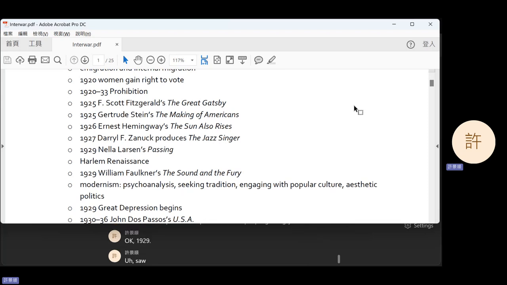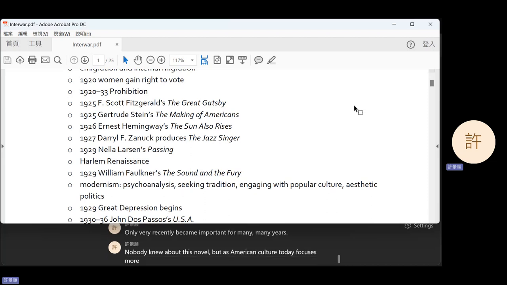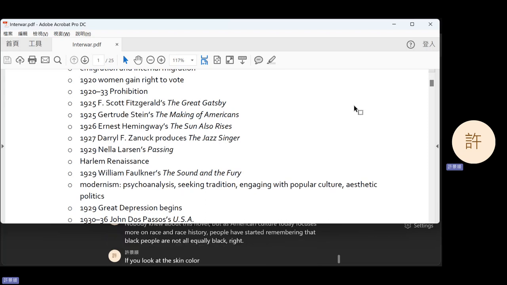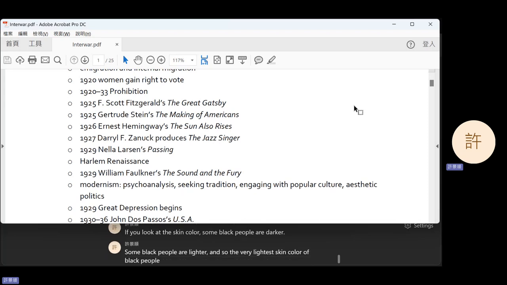Okay, 1929 saw the publication of Nella Larsen's novel Passing. This novel only very recently became important. For many, many years, nobody knew about this novel. But as American culture today focuses more on race and race history, people have started remembering that Black people are not all equally Black, right? If you look at the skin color, some Black people are darker, some Black people are lighter. And so the very lightest skin color of Black people, these Black people would sometimes pretend to be white. They would pass as white.